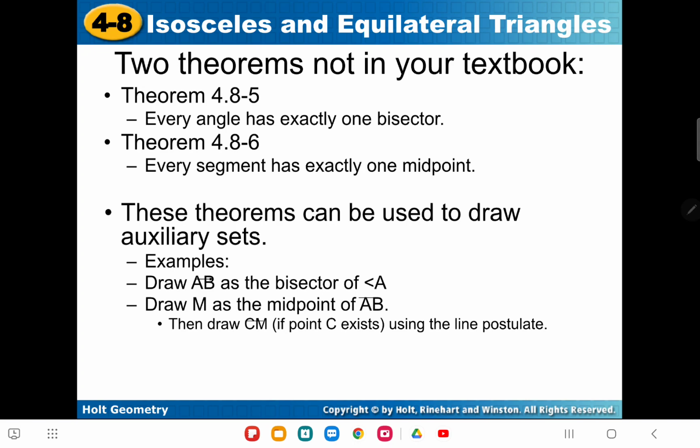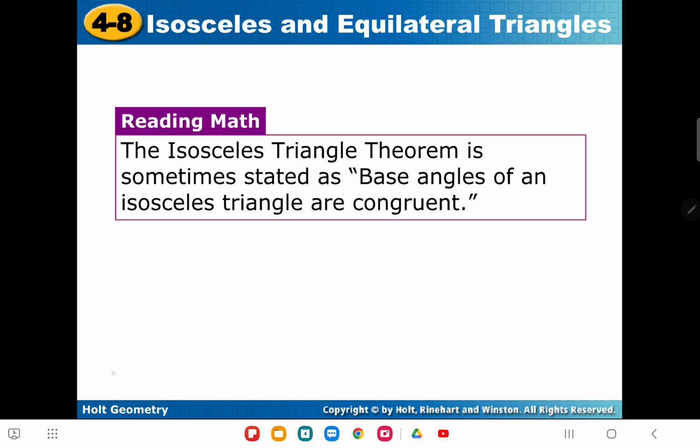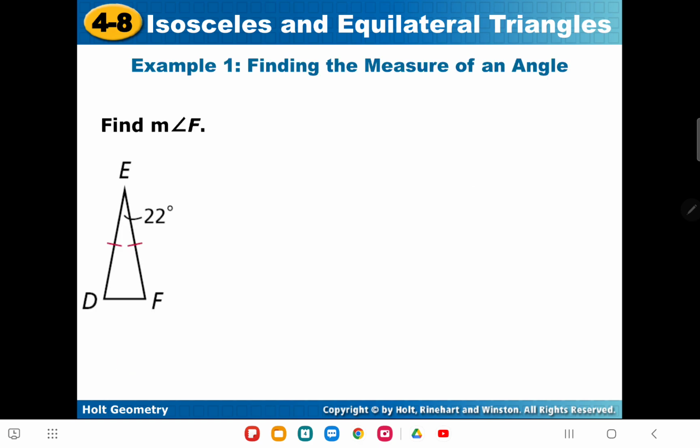So we can draw ray AB as the bisector of angle A. We can draw M as the midpoint of AB. And then once we have the midpoint, we can use that to construct, for example, a perpendicular bisector of a segment. Now we've done this before. These theorems are actually proved using construction and the line postulates. Again, the isosceles triangle theorem is sometimes stated as base angles of an isosceles triangle are congruent, and that led to its name of the base angles theorem.